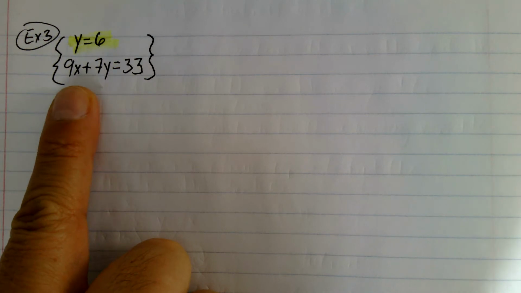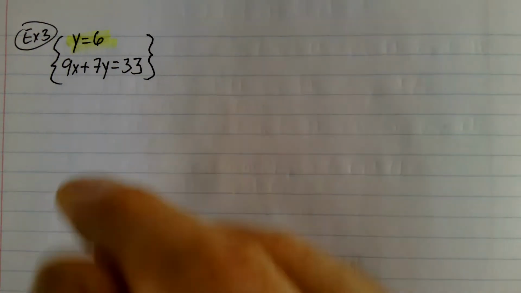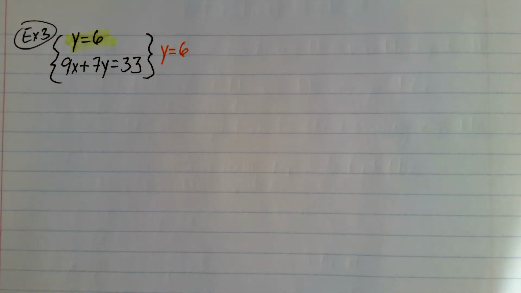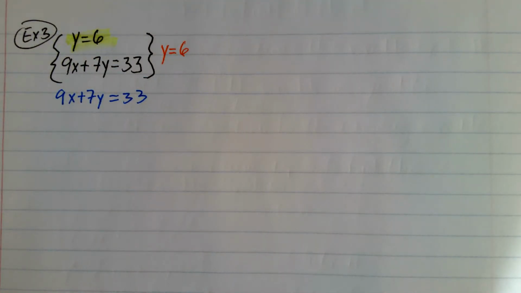Okay, I don't think I'm giving anything away, but y equals 6 is definitely the equation we want to work with. That one already has a variable by itself. The second equation does not have any variable all by itself on one of the equal signs. So we know y equals 6. I'm going to write that down there. Okay, so let's replace 6 for y in our other equation. So I'm going to write it down. 9x plus 7y equals 33.